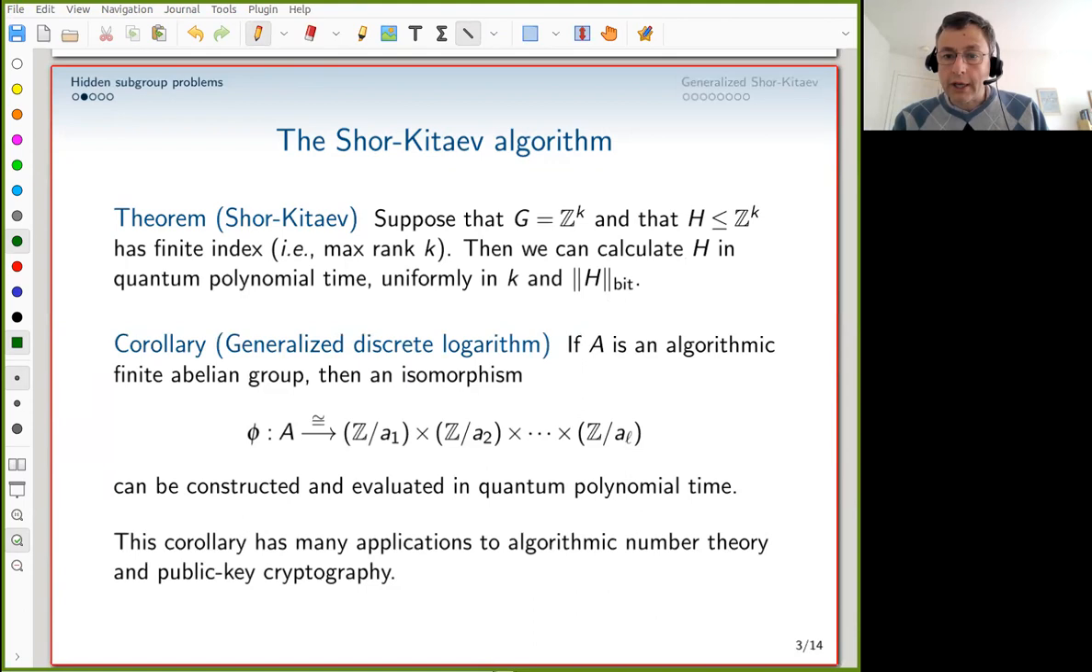When I say calculate H, do I mean find a generating set? Yeah, I mean find a generating set. In fact, you can even find canonical free generators. You can find a lattice basis, and there are ways to canonicalize it as well, for instance with Smith normal form. That is, find a basis for H, even a canonical basis if you want. And it's not just polynomial time in each fixed dimension in the bit complexity of the description, but it's actually uniformly polynomial time in the dimension as well.